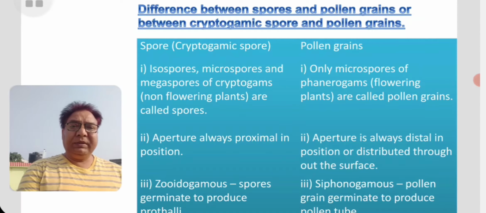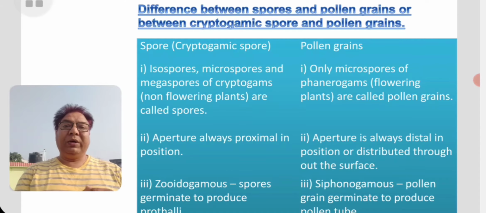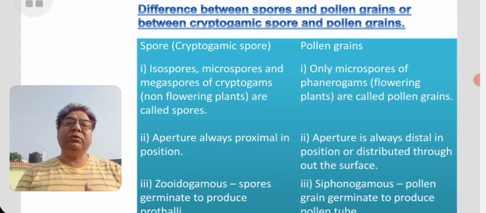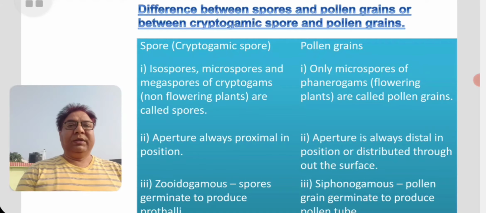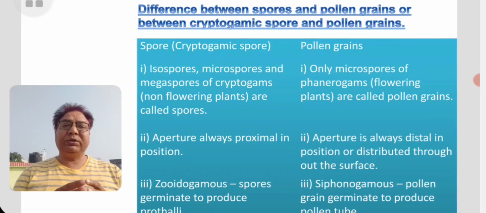But after the evolution of heterospory, which led to seed development, on one hand the megaspore evolved into the ovule, and on the other hand the microspores evolved into pollen grains. So what was the difference? What was lacking in those pollen grains? The microspores of cryptogams always bear the aperture at the proximal position, the proximal pole.